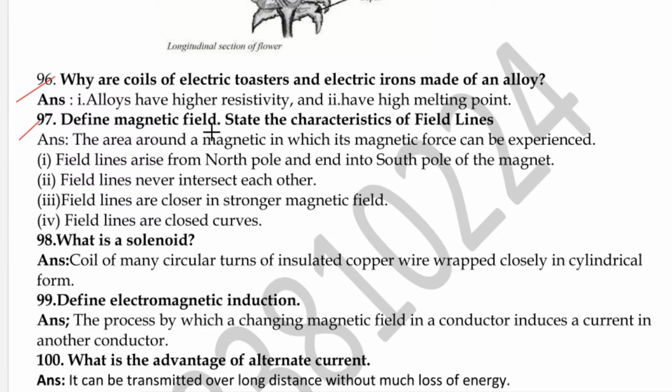Next one. Define magnetic field. State the characteristics of field lines. The area around a magnet in which its magnetic force can be experienced. Number 1, field lines arise from north pole and end in the south pole of the magnet. Number 2, field lines never intersect each other. Number 3, field lines are closer in stronger magnetic field. Number 4, field lines are closed curves.